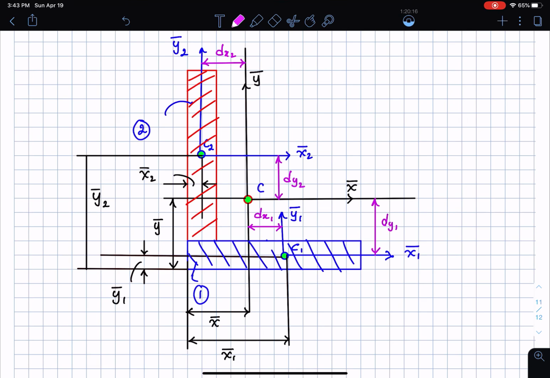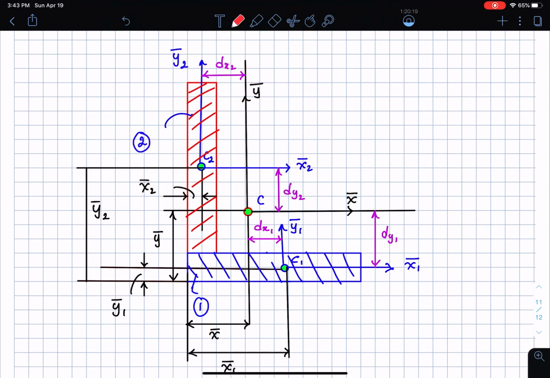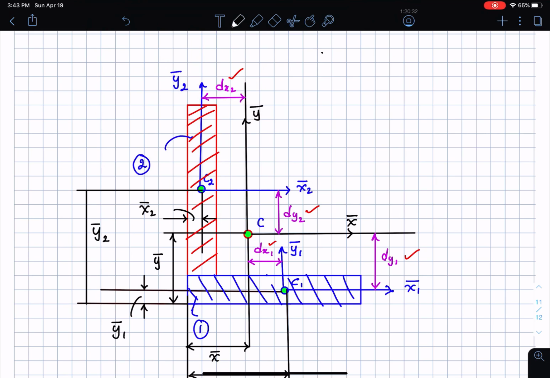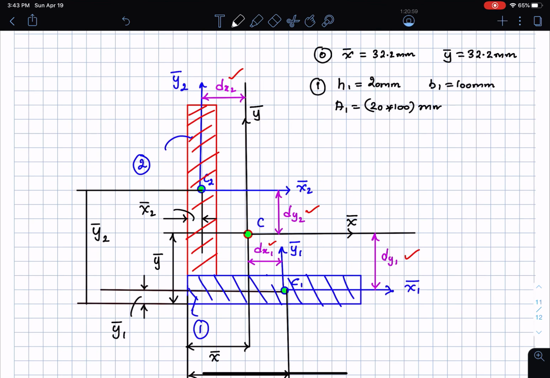Those are my key distances, so I just want to mark them out. This is a key distance here, that's a key distance, that's a key distance, and that's a key distance as well. These are the four things, and then I'm going to start collecting all this information. So for the shape, first of all, I had x bar as 32.2 mm, y bar as 32.2 mm. Then for the first shape, I'm going to have h1, the height for the first shape, which is going to be 20 millimeters. b1 is going to be 100 millimeters. Then A1 is going to be 20 times 100 millimeters squared.